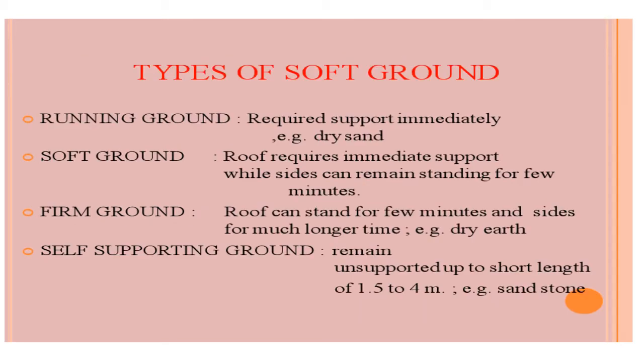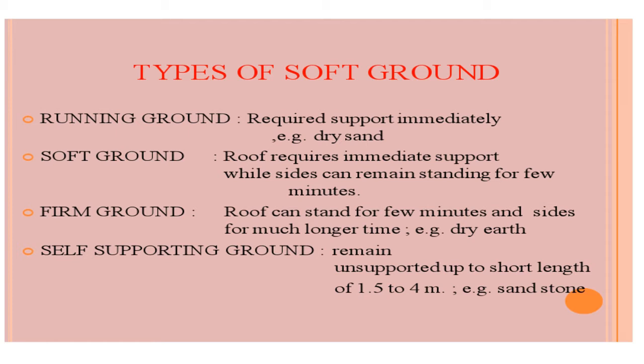Now let's see what these kinds of ground are. Running ground means you require the support immediately. That is, as soon as the excavation is done, or along with the excavation, you have to provide the support. No time can be given for it to stand upon itself. Then soft ground includes what? Immediate support is to be given for the roof, and you can allow a little time for standing in the case of sides. Firm ground means the roof as well as the sides can stand for a few minutes. The example for that is dry earth.